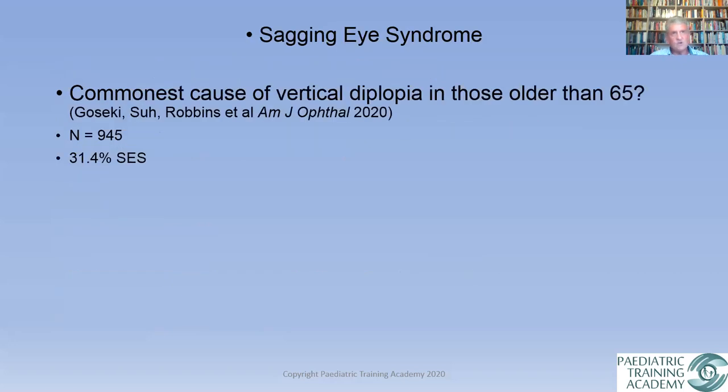Sagging eye syndrome, it's something I learned about 6 months ago. Again, Dr. Fernandez was speaking about this on a little webinar that he did. And it's an interesting thing. There's a nice paper in the American Journal of Ophthalmology, published this year by Gosecki. You can see the reference there. Some nice pictures of what happens to the extraocular muscles in this condition.